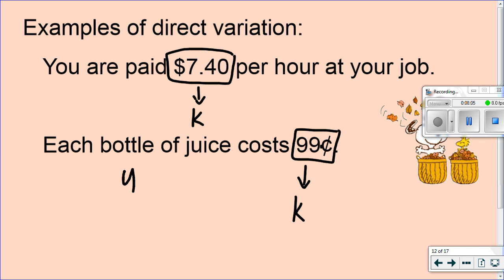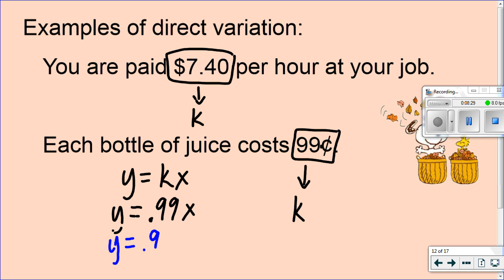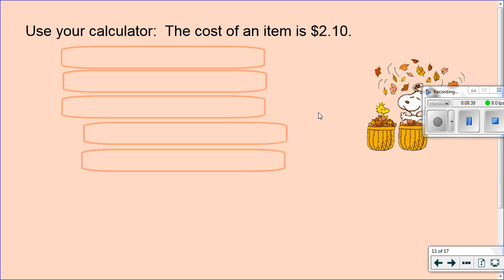So remember that equation, y equals kx. So if I wanted to use that equation for this scenario here, the one on the bottom, again, if 99 cents is my constant of variation, I'm going to say y equals 99 cents times x. Okay, so if I buy 7 bottles of juice, y equals 99 cents times 7. That's a direct variation relationship. So you can see it's pretty simple in those situations. All right, now we have to look at calculators, though. So take out your calculator and follow along.